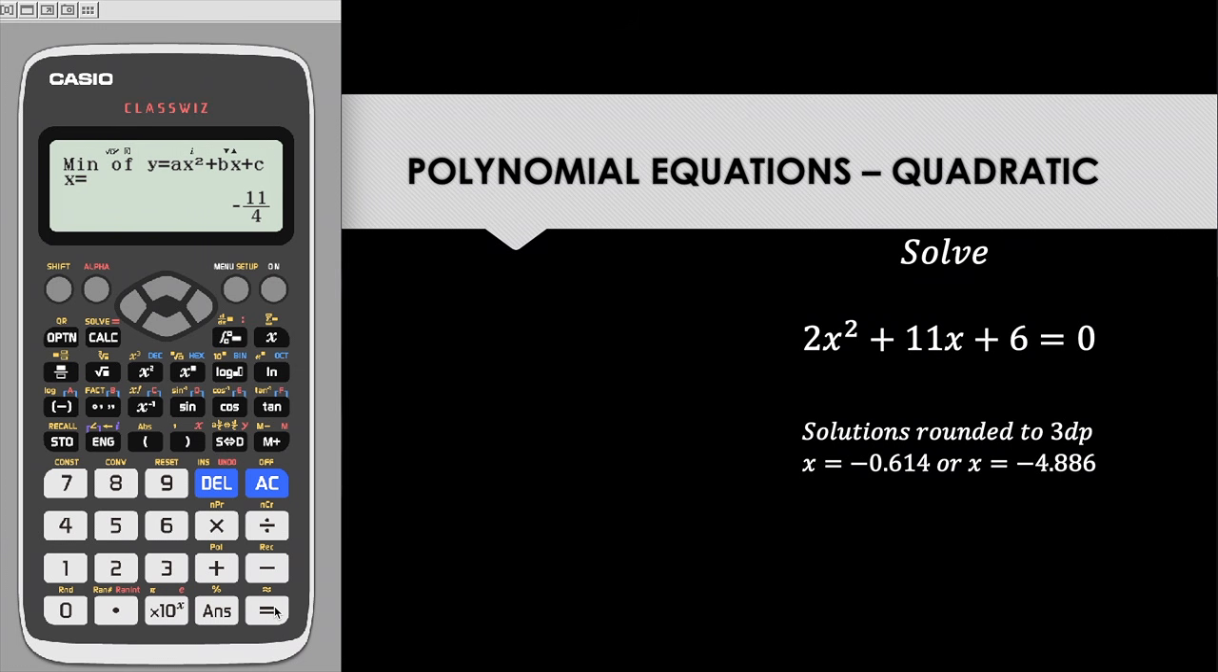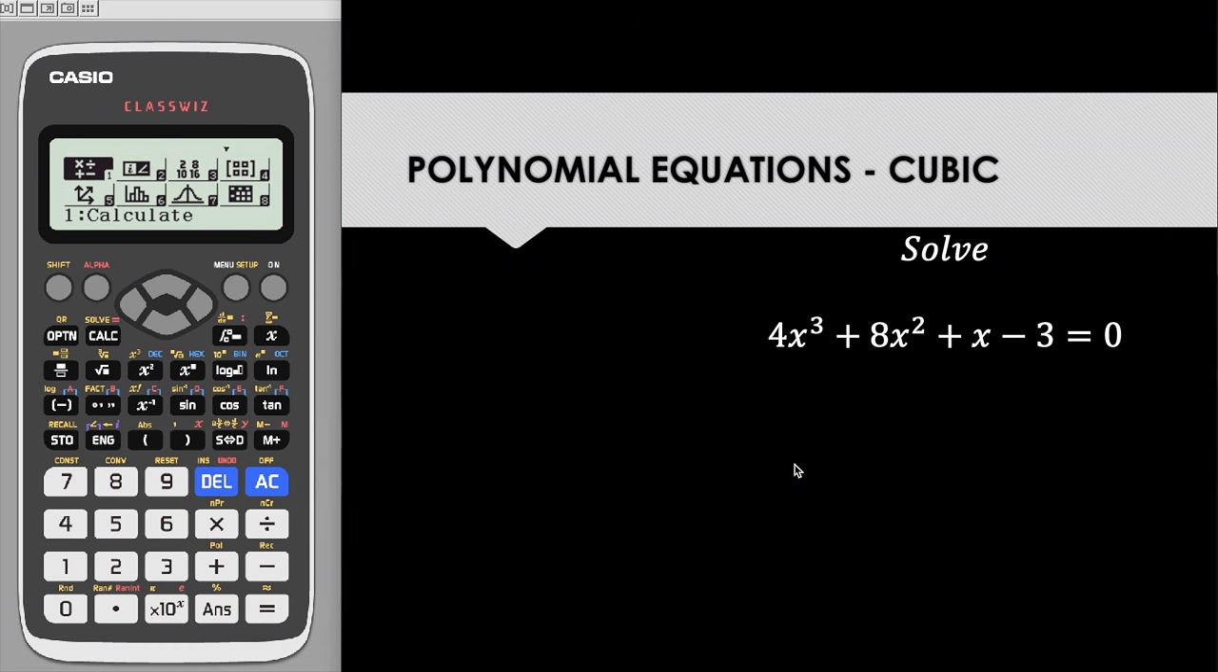Now, if you press equals again, it will actually also calculate the minimum value of this function. So we've got the minimum value is minus 2.75, and we've got our minimum value for y, which is minus 9.125. So that's another nice feature that they've built into this calculator. So if I select equals again, it will then go back to the start. So here I can just press AC and go back to my menu.